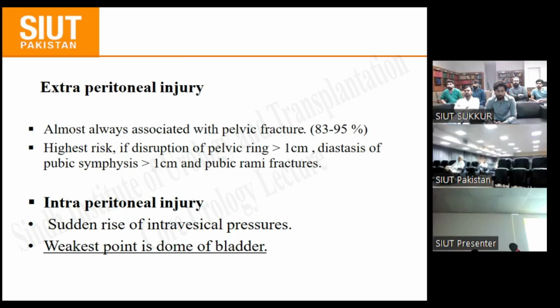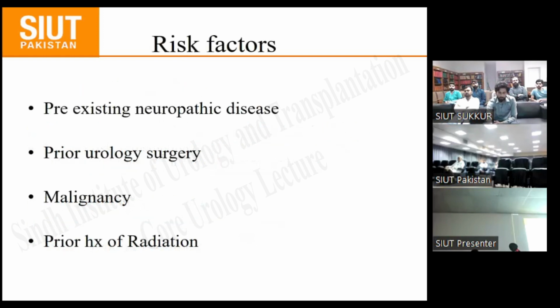Intraperitoneal bladder injury occurs when there is sudden rise of intravesical pressure, as the weakest point is the dome of the bladder, so it can rupture due to intravesical rise of pressure. Risk factors which can contribute to bladder trauma are any pre-existing neuropathic disease, prior history of urological surgery, any malignancy, or a patient with any tumor who has a history of prior radiation.